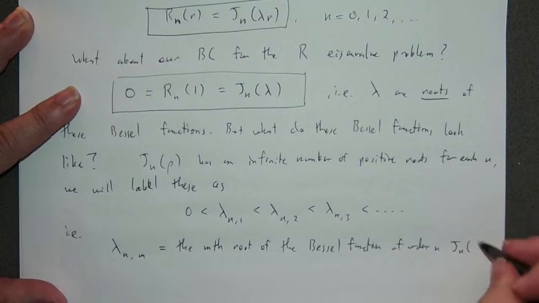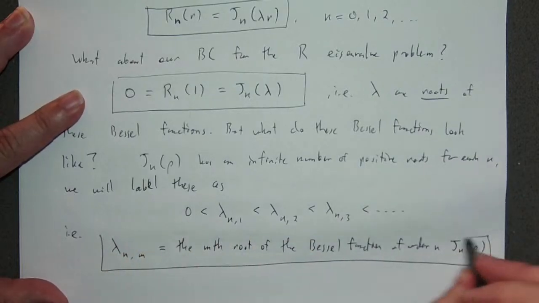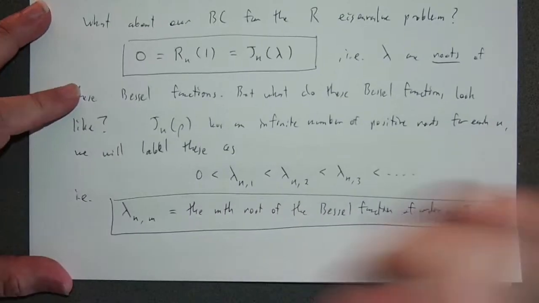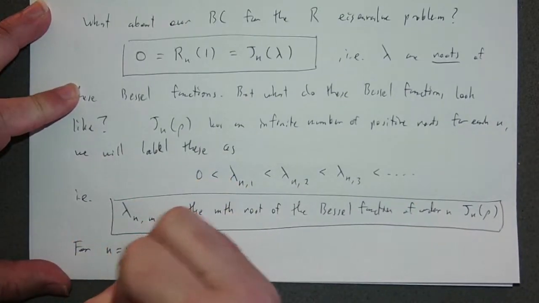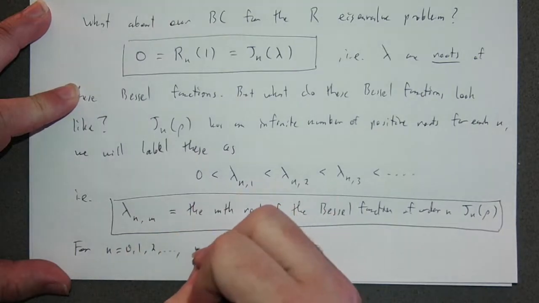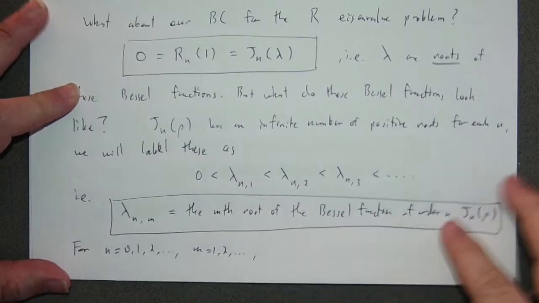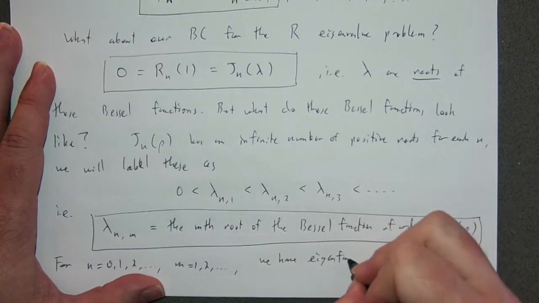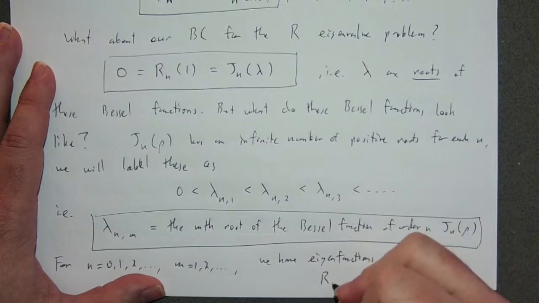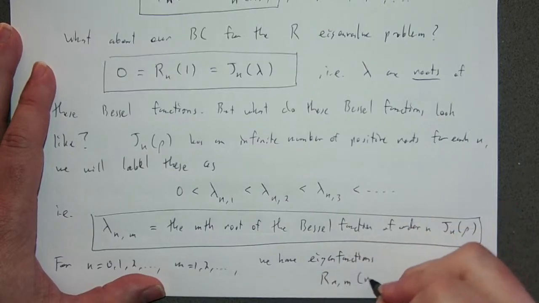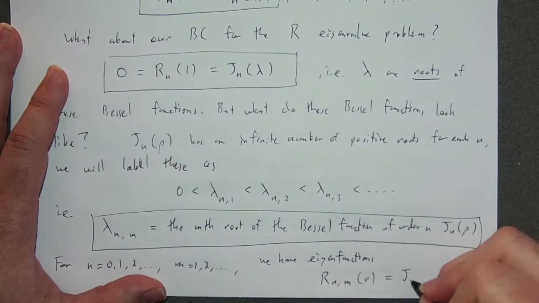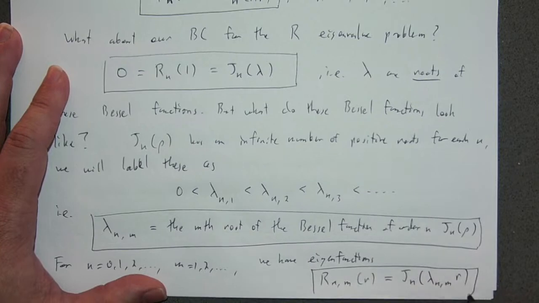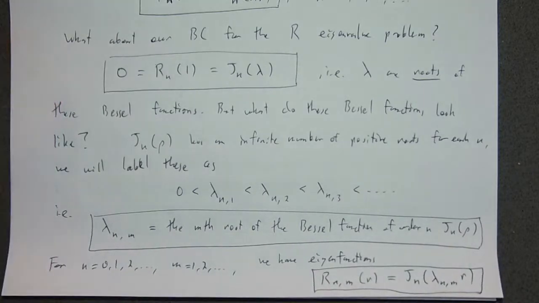J sub n of rho. Okay. And so, for n equals 0, 1, 2, and so on, for m equals 1, 2, and so on, we have eigenfunctions with double indices. R sub nm of r is equal to J sub n of lambda sub nm times r. So there's my eigenfunctions.